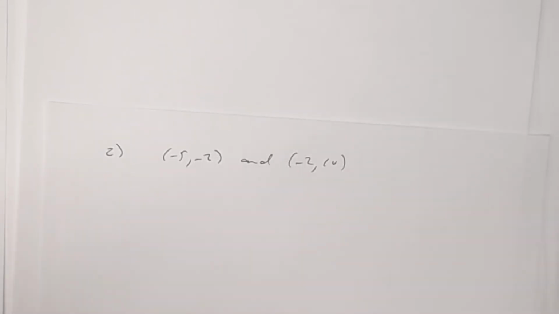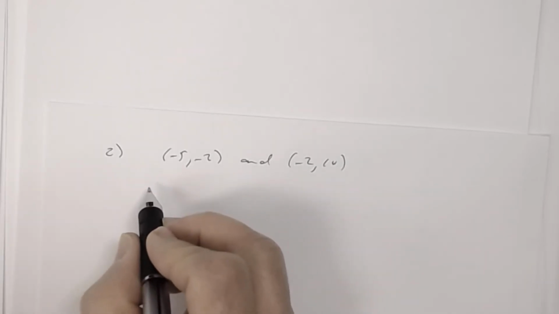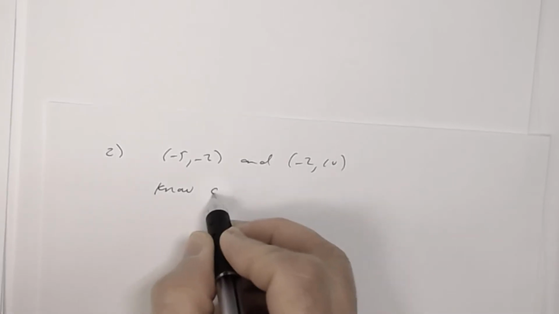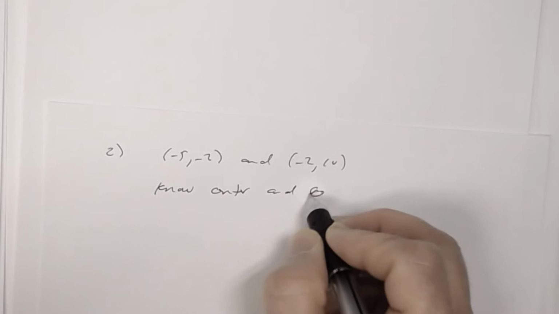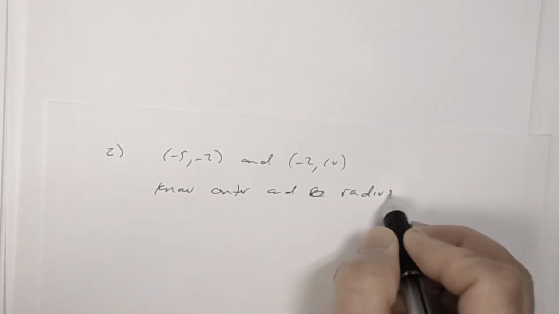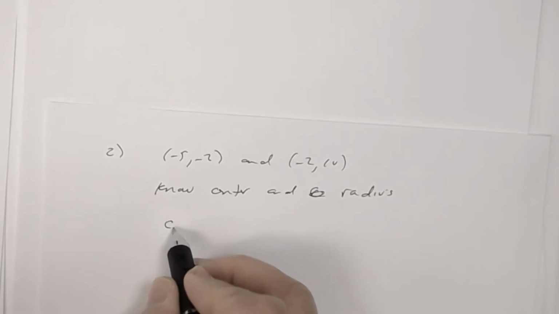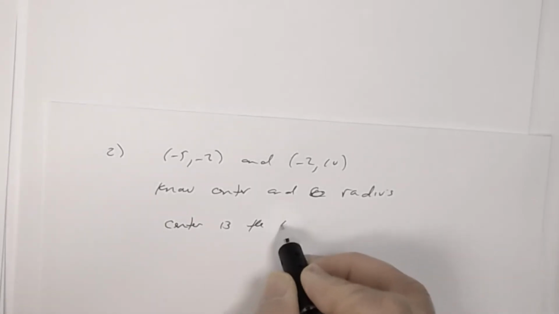In order to write the equation of a circle in standard form, we need to know the center and the radius. That's what we have to find, the center and the radius. All right, so the center is the midpoint of the diameter.